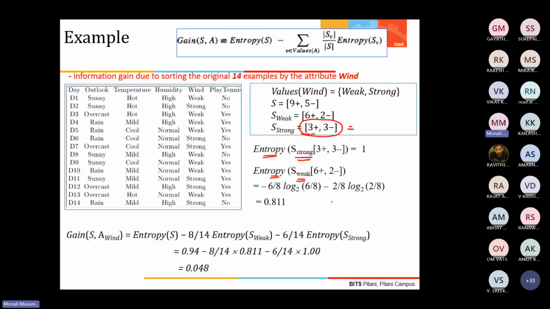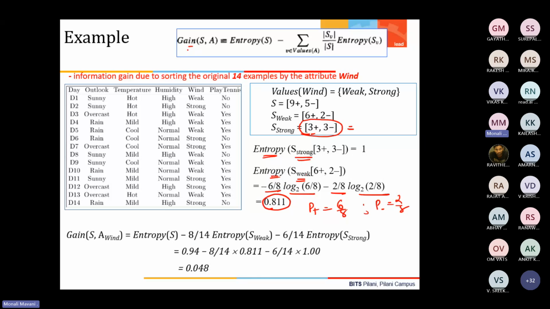Okay, now we have to calculate for the weak wind attribute value, 6 plus 2. So same thing, find out the probability. For a positive class, the probability is 6 by 8. For a negative class, the probability is 2 by 8. So we have minus 6 by 8 into log base 2 of 6 by 8, minus 2 by 8 log base 2 of 2 by 8. So the entropy for the weak attribute value, all those examples, is 0.811.